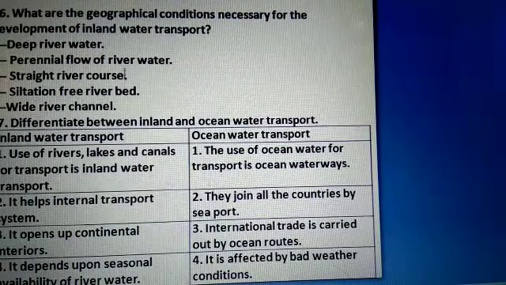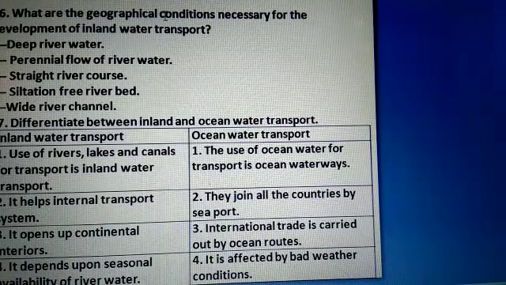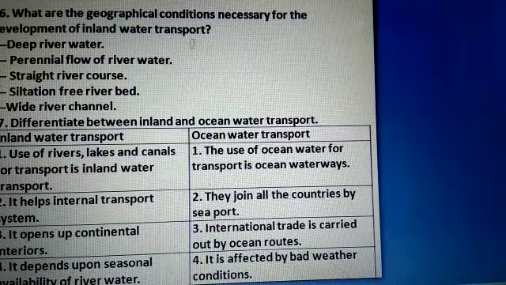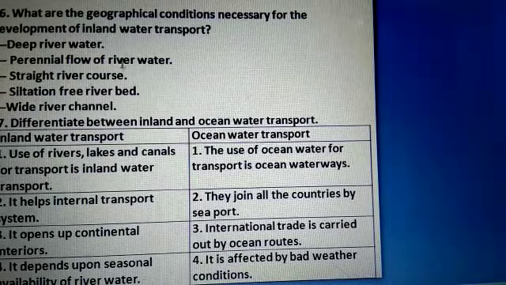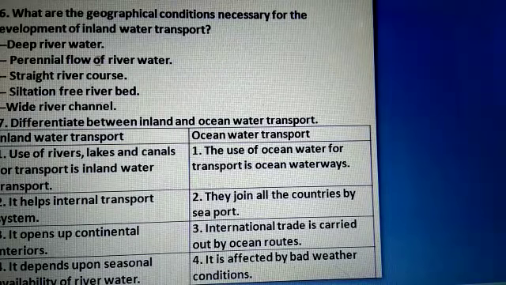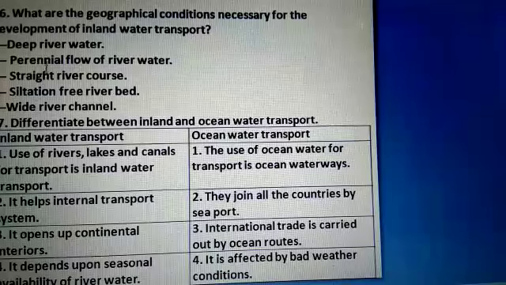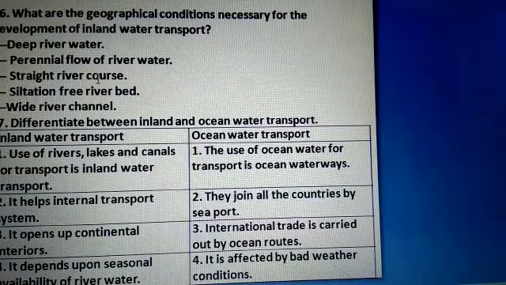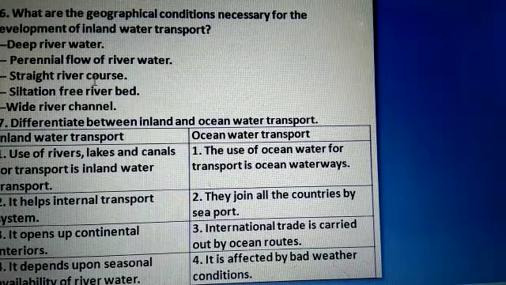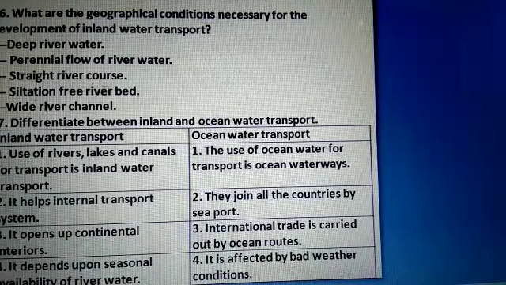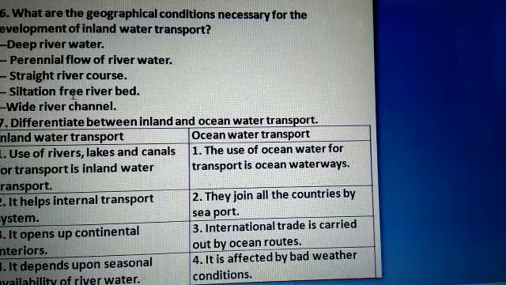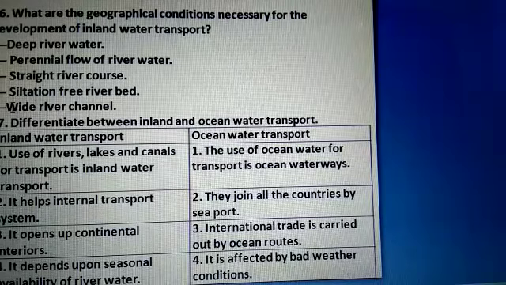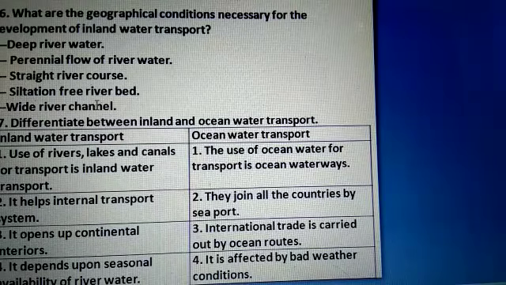Then this is also an important question: what are the geographical or physical conditions necessary for the development of inland water transport? So we need deep river water, then we need perennial flow of river water, that is a continuous flow of river water. Then we need a straight river course, so that we can move speedily. Then we need a siltation-free riverbed also. For that reason, the Hooghly riverbed is always dug out. Then we also need a wide river channel for crossing.